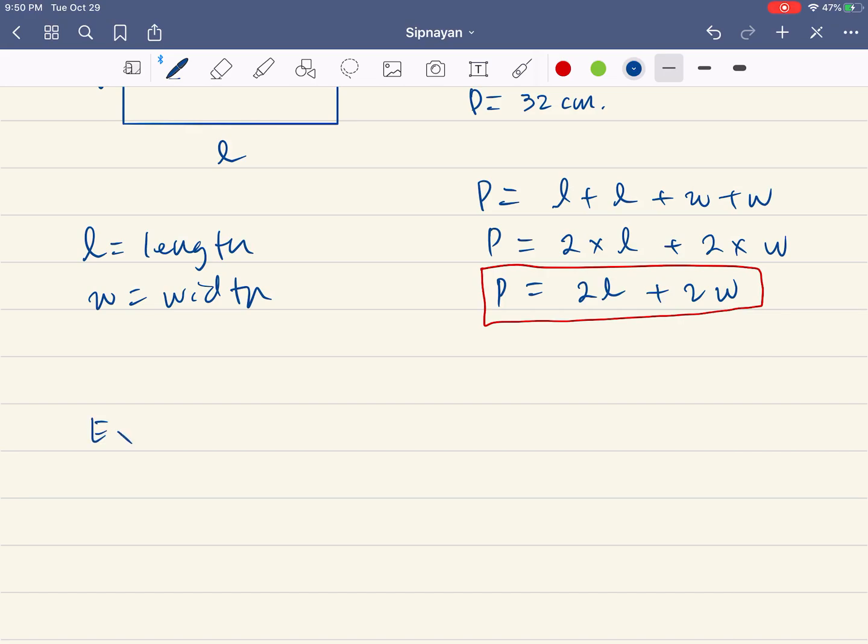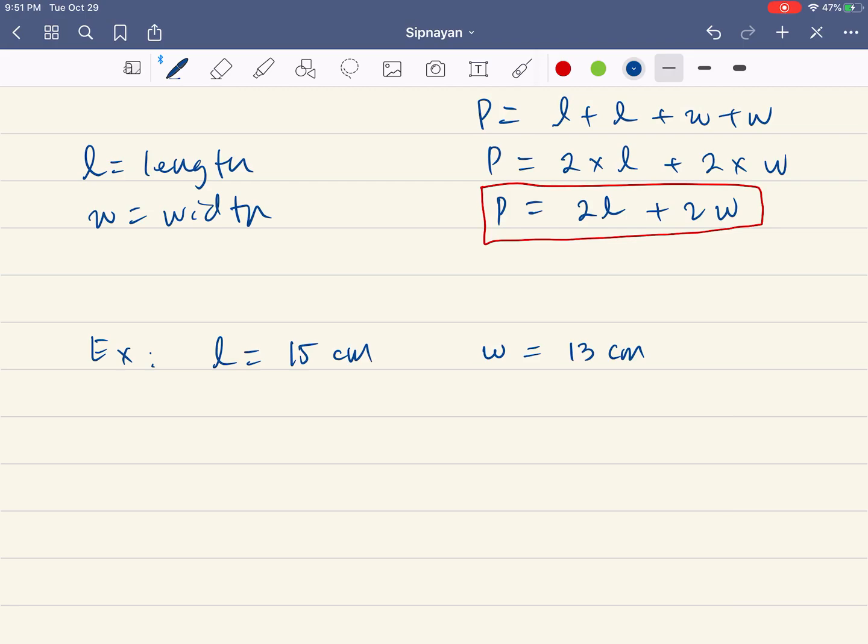Let's have one example. Ang length ng rectangle mo ay, halimbawa, 15 centimeters, at ang width ay 13 centimeters. So, ano yung perimeter? P is equal to 2L plus 2W, which is equal to 2 times 15, ano yung L natin, plus 2 times 13, anong W natin, 13. So this is another notation for multiplication.